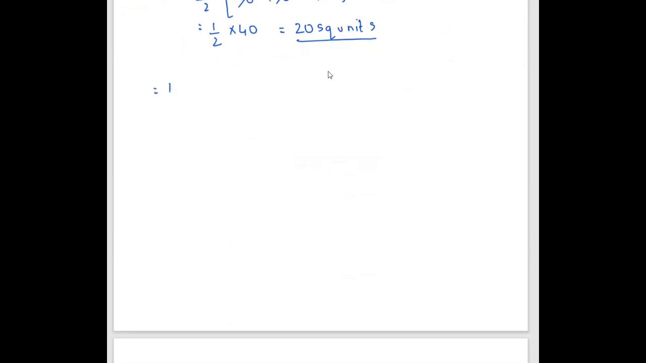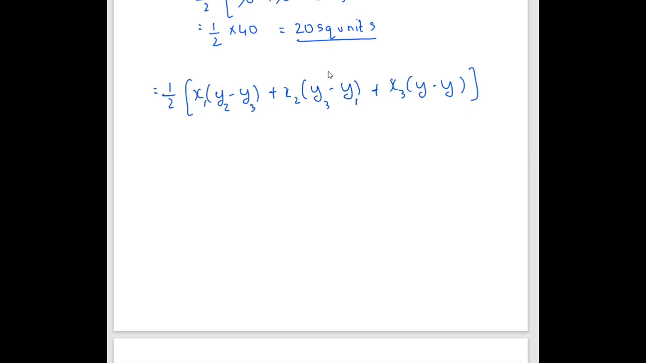Area of triangle is equal to half, x1 into y2 minus y3, plus x2 into y3 minus y1, plus x3 into y1 minus y2. For x, write 1, 2, 3. After 1 it is 2, after 2 it is 3, after 3 it is 1, and after 1 it is 2. That's all. This is the equation for the area of a triangle. I'm pretty sure you will get this question.